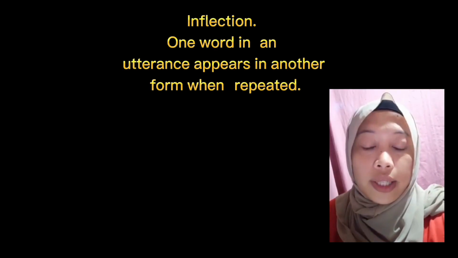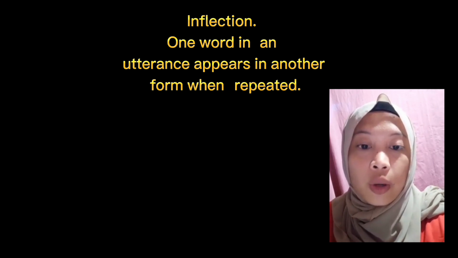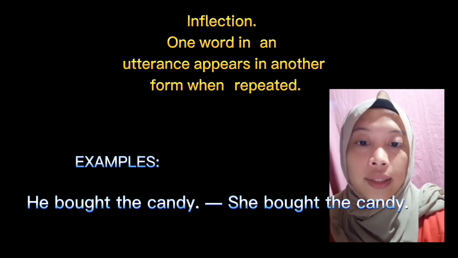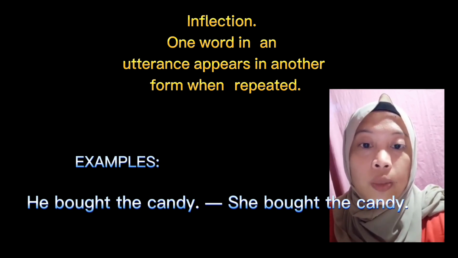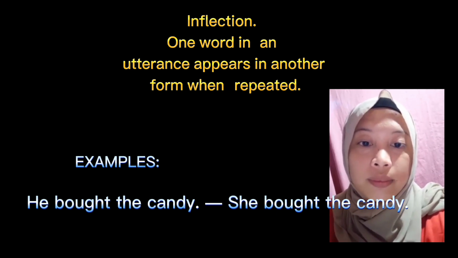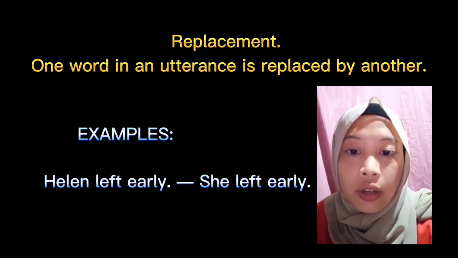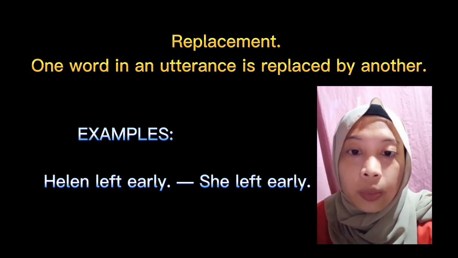The second one is inflection. One word in a new utterance appears in another form when repeated. For example, he bought the candy. The word he is replaced with the word she, which makes it a different form. So, she bought the candy. The third one is replacement. One word in a new utterance is replaced by another. For example, Helen left early. The word Helen is replaced by she, so she left early.